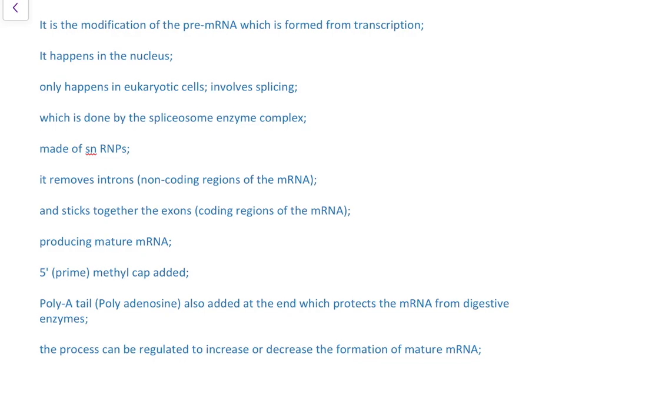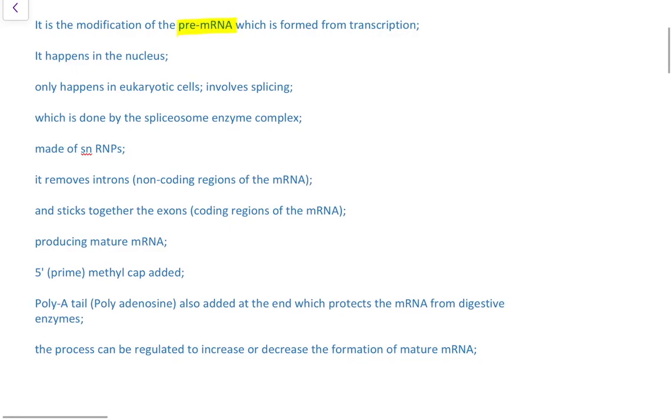And here's our summary recap. So post-transcriptional modification is modification of pre-mRNA which was formed from transcription. It happens in the nucleus, and because it happens in the nucleus, it can only happen in eukaryotic cells. It involves the process of splicing, which is done by the spliceosome, which is an enzyme complex made of SNRPs, which removes introns, which are non-coding regions. They don't code for amino acids, and sticks together the exons, the coding regions of the mRNA, to produce the mature mRNA.